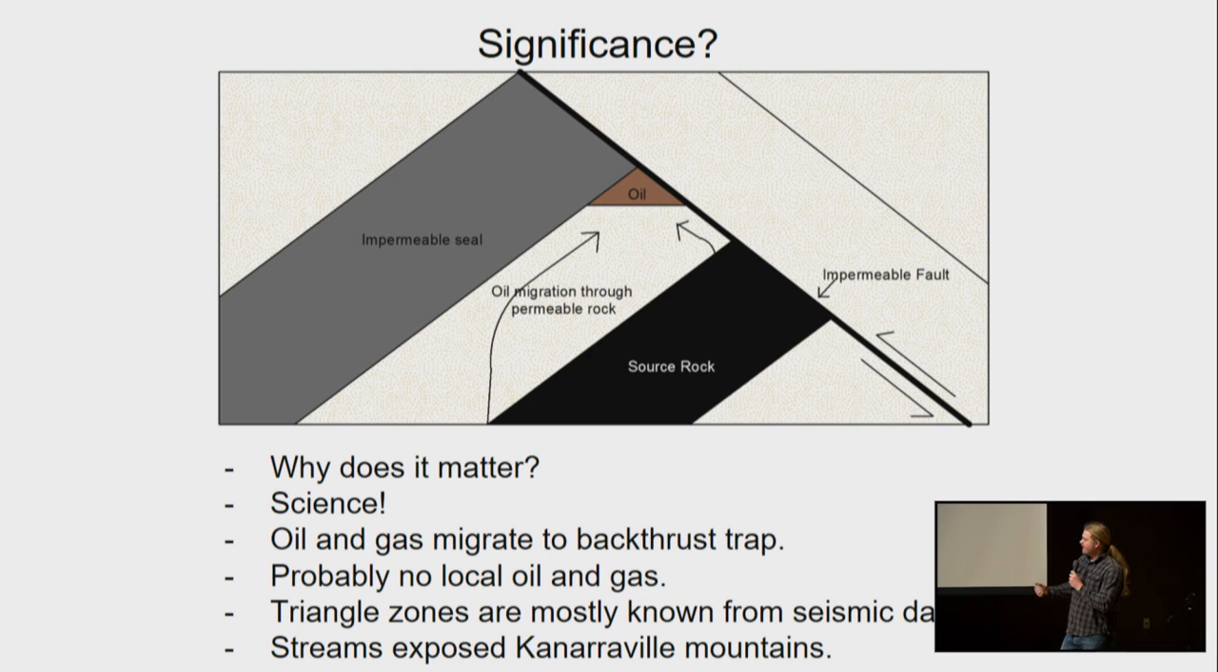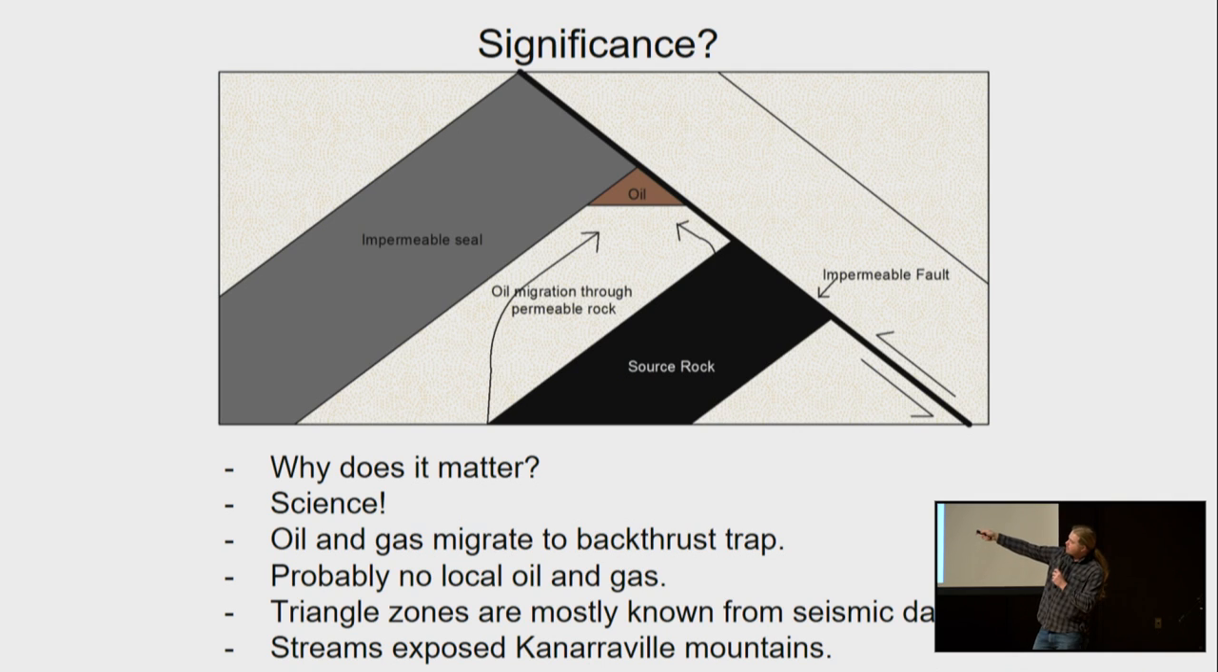So for oil and gas geologists, these triangle zones can store oil and gas. I'm not going to go too into detail on the oil and gas talk, but at some point in the lifespan of oil and gas, it's trapped within this source rock, and it can escape from that source rock. And if there's a permeable unit above the source rock, permeable basically meaning that fluids can migrate throughout the rock, then the oil will get into that permeable unit and migrate around.